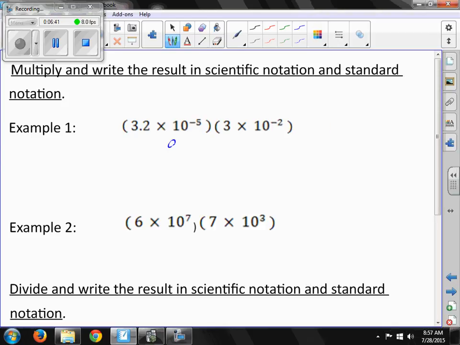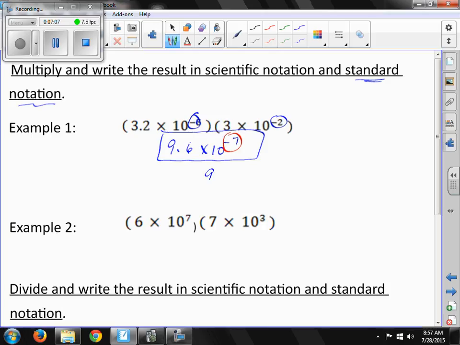so that I'll have 9.6 times 10. When we have like bases, we add the exponents, so it would be 10 to the negative 7. Now the negative 7 indicates that I'll be moving the decimal 7 times to the left. This is scientific notation, 9.6 times 10 to the negative 7, but for the standard notation, I'll have to move the decimal 7 times to the left.